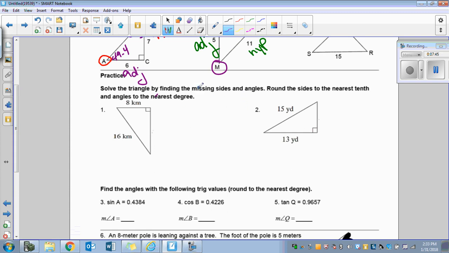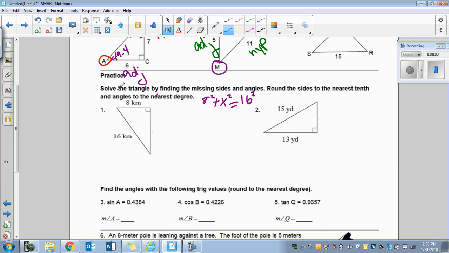Okay, so in order to find the third side of a triangle, we can use the Pythagorean theorem, or we can use trig. It's up to you. I'm going to show you using trig, but if you were going to find this side using the Pythagorean theorem, it would be 8 squared plus this side, maybe x squared, equals the hypotenuse, which is 16 squared. Okay, so that's how you set it up. You can do it that way.